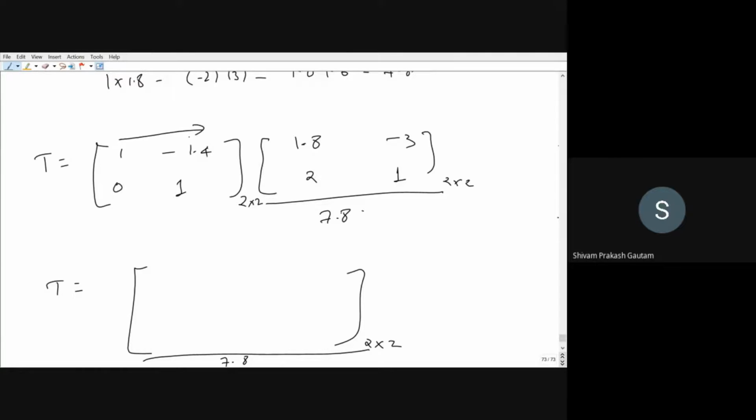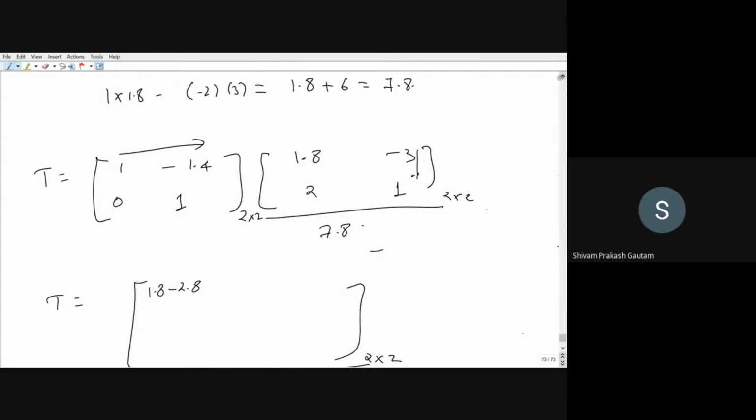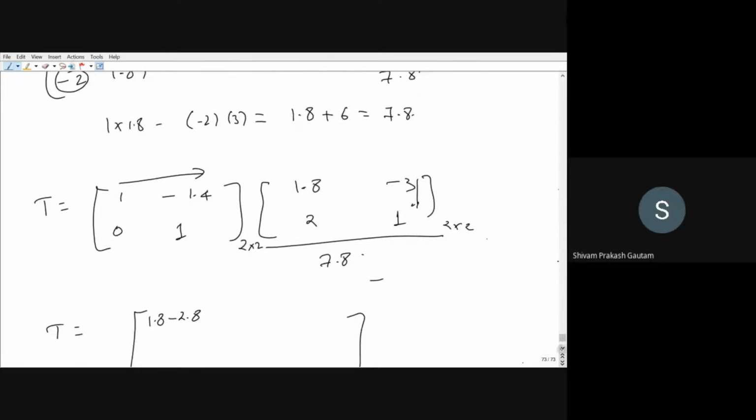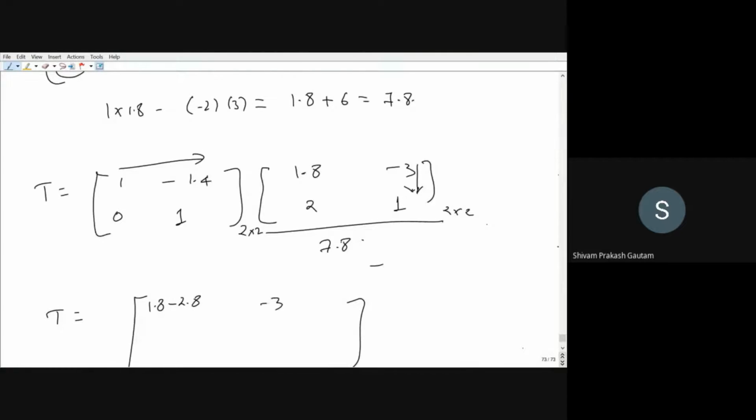So for this element, this row multiplied by this column. Just multiply it. 1 into 1.8 will be 1.8 minus 1.4 into 2 will be equal to how much? 14 into 2 is 28, so minus 2.8, right? First row, second column. Now you have to multiply first row, second column. Just let me know if I make any mistake, okay? First row, second column. So 1 into minus 3 is minus 3, minus 1.4 into minus 1. This will be minus 1.4.